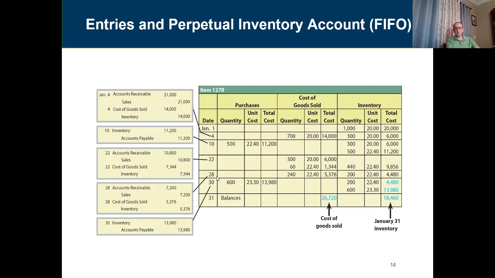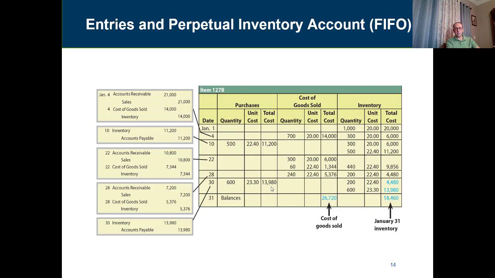On the 28th, we had another sales transaction for 240 units. We only have one batch of 440, so we're going to take 240 out of the 440, and the remaining would be 200. Remember, the cost is the newer cost, which is the 22.40. So 240 multiplied by 22.40, that would be 5,376, and the remaining balance would be 200 at 22.40 for a total of 4,480.